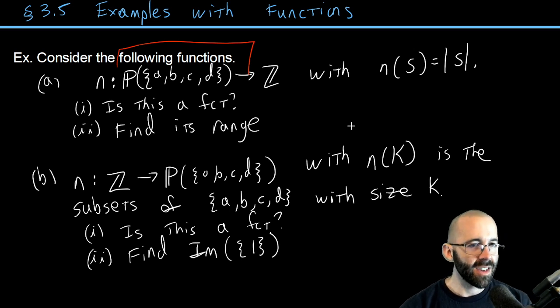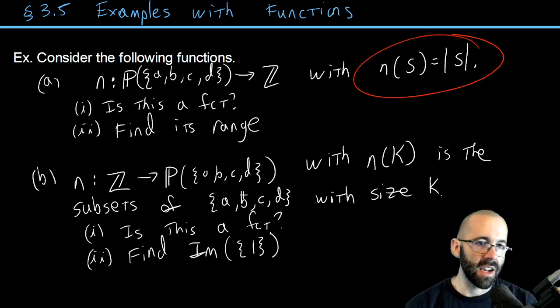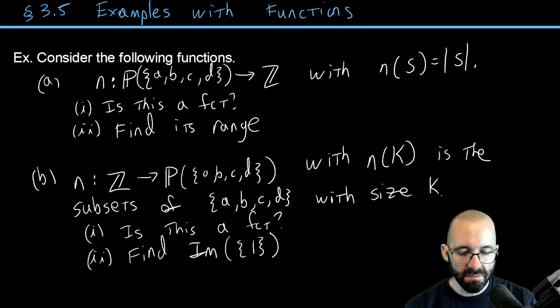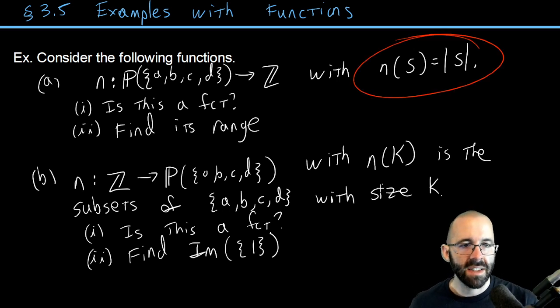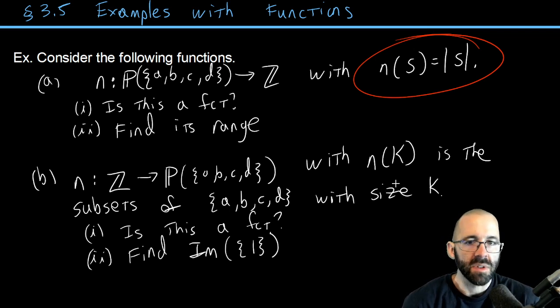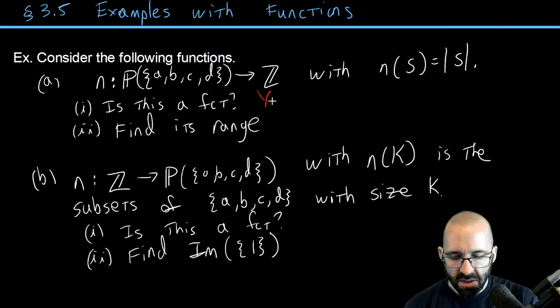All right. And this is really just the cardinality function, right? n of S is just the size or cardinality of S. So is this a function? Well, think of any input. Any input's a set. Is the cardinality thing a function? Does every set just have one size, or can a set have multiple sizes? No, this is a function. The answer is yes, right?